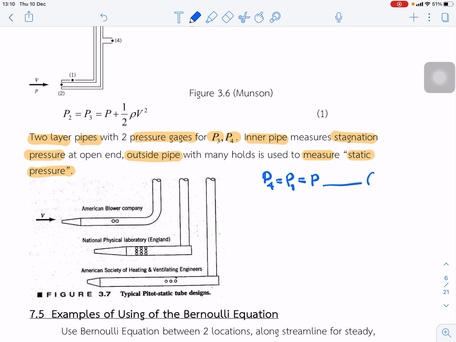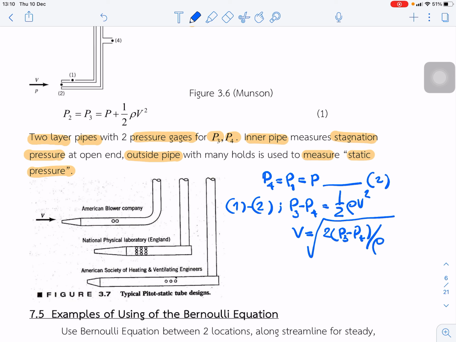It's the second equation. And if we subtract equation 1 with equation 2, we get P3 minus P4 equal to 1 over 2 rho v squared, and V is equal to the square root of the difference between P3 and P4 divided by rho. So once we know the pressure difference between point 4 and point 3, we can find the velocity.